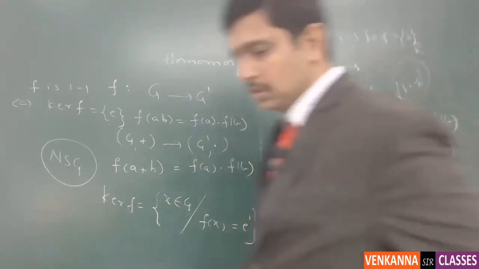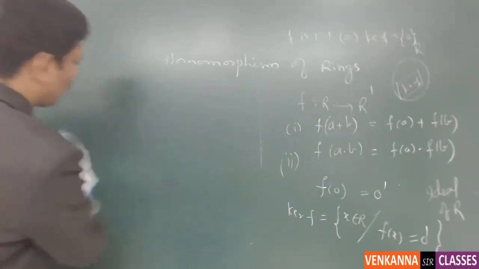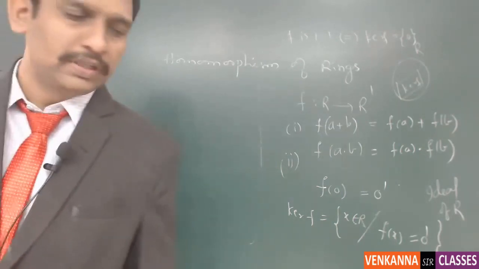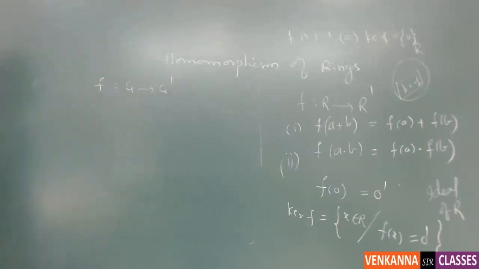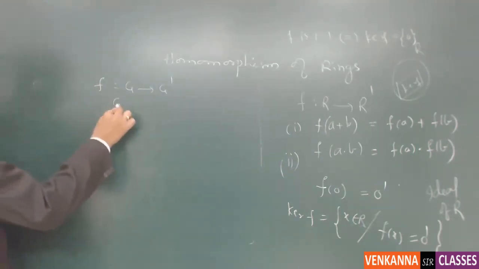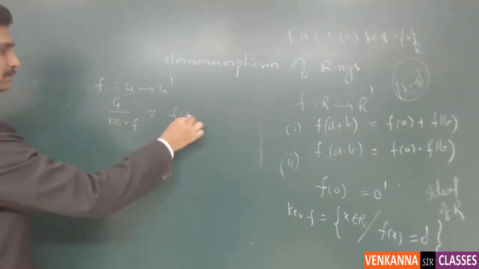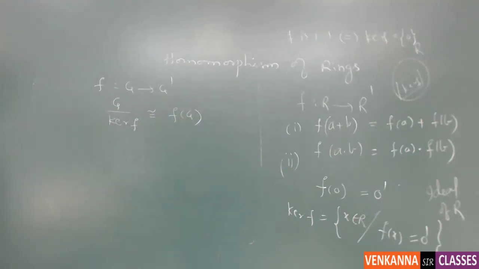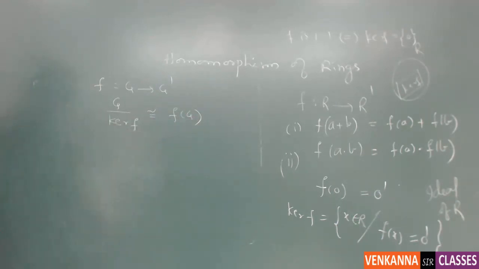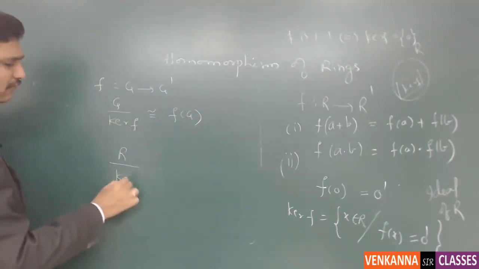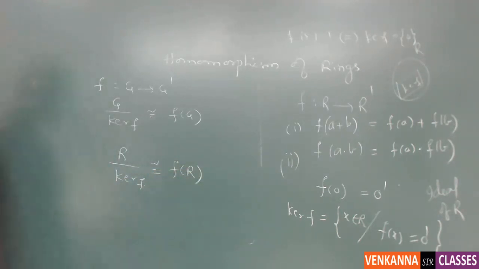And another thing, we have proved one interesting property, that fundamental theorem of homomorphism. So there we proved that if F is a homomorphism between the two groups, then G by kernel F is isomorphic to F of G, or G dash sometimes. Here also the same fundamental theorem will come. R by kernel F is isomorphic to F of R, the homomorphic image.